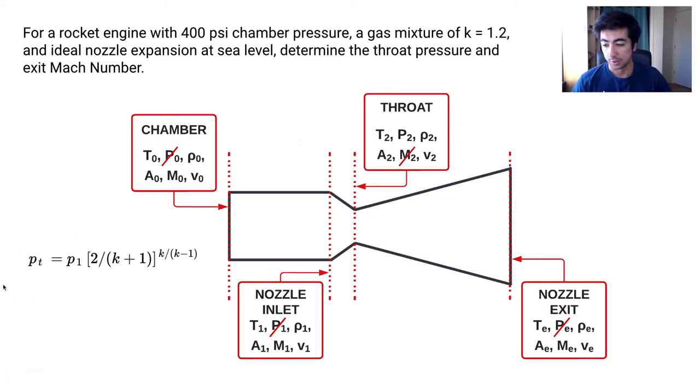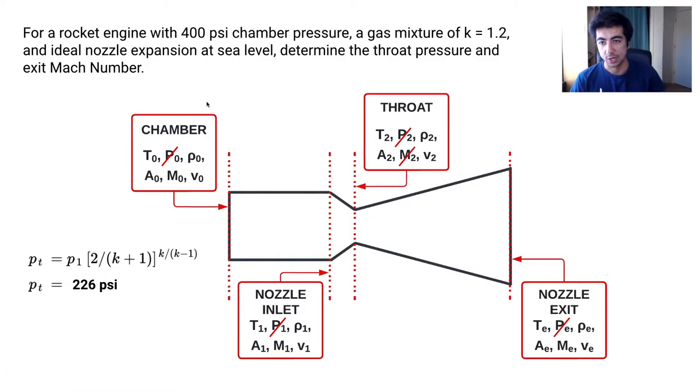So again, we can use that critical condition equation for pressure. So Mach equals 1 in the stagnation equation. And here we know P1, which we can approximate as the pressure in the chamber. We know K. And so with that, we can pretty easily figure out our throat pressure. So this is a nice equation because it's really just dependent on that chamber pressure, and it can tell us what our throat pressure is. So plugging numbers in, we see that the throat pressure is 226 psi.